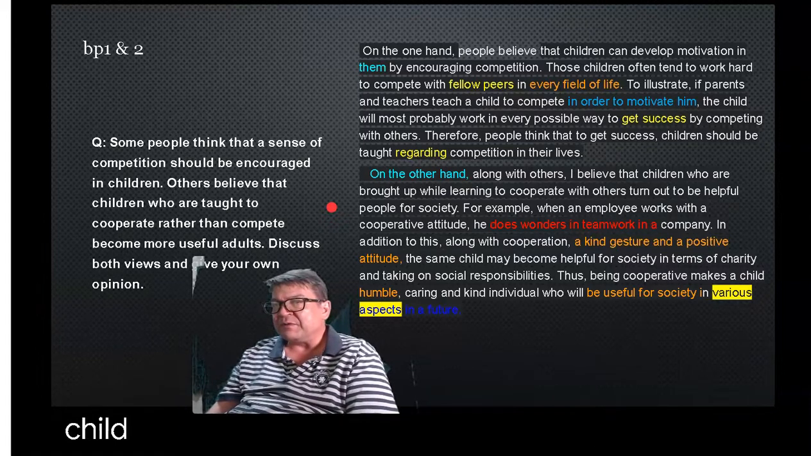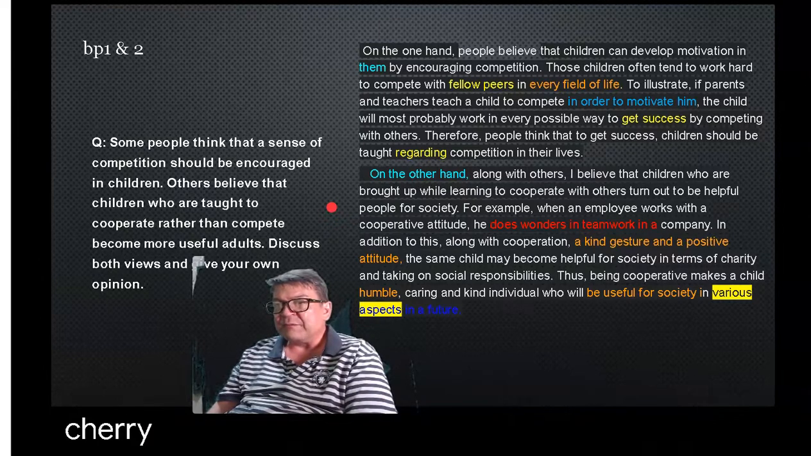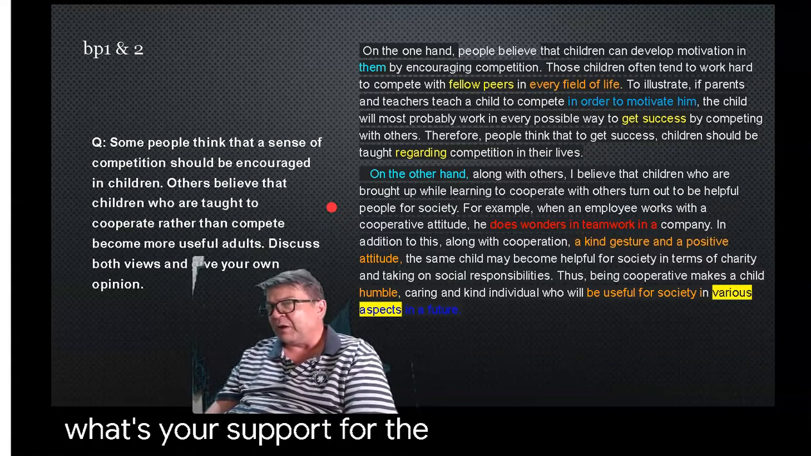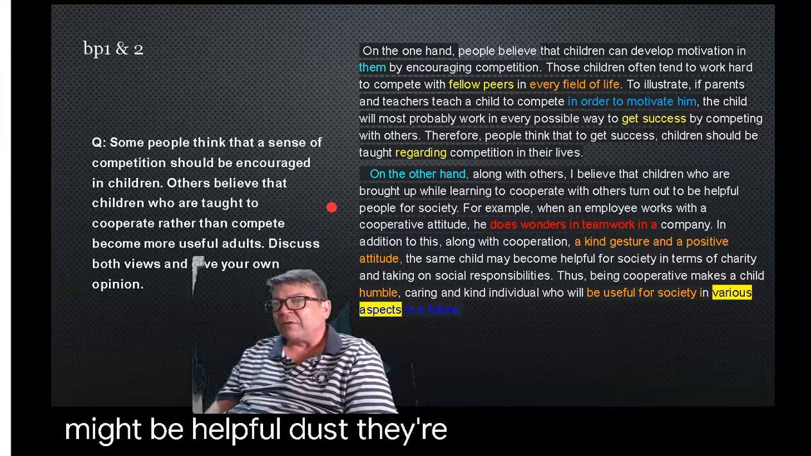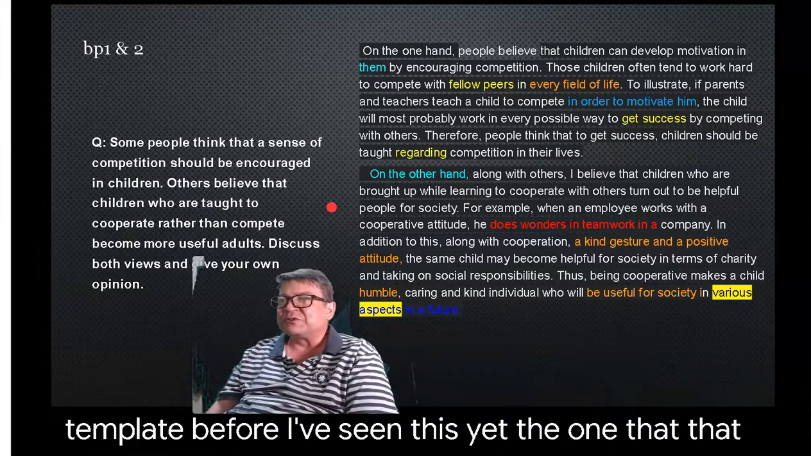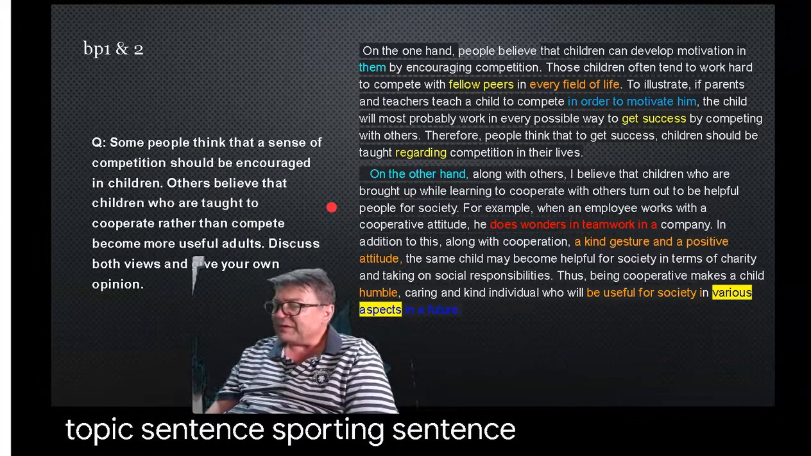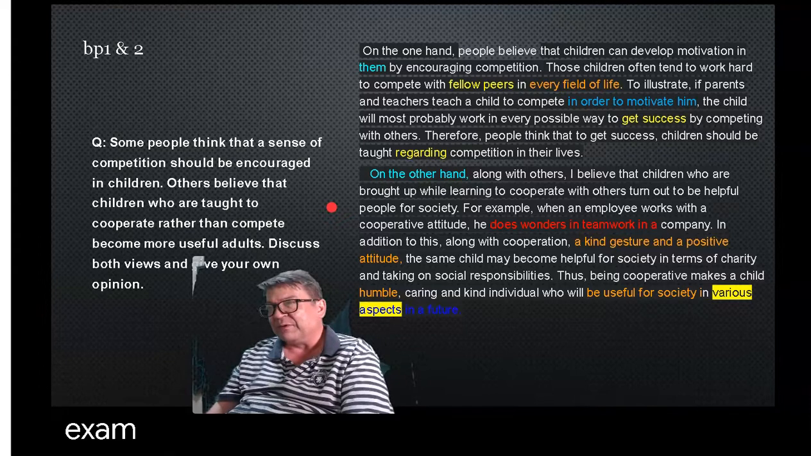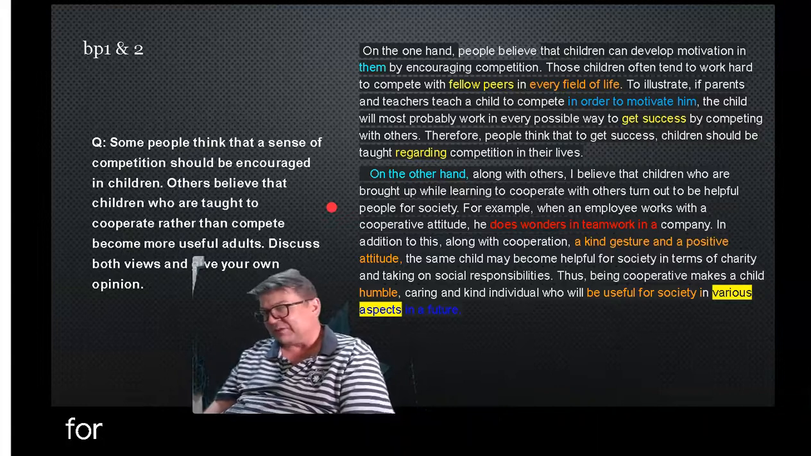"The same child may become helpful for society in terms of charity and..." I'm getting confused. So, what's your support for them being helpful? Is it they might be helpful? "Thus, therefore, thus." I've seen this template before, the one that goes topic sentence, supporting sentence, example. Yeah, I reckon. And it says "therefore" and "thus" at the end.